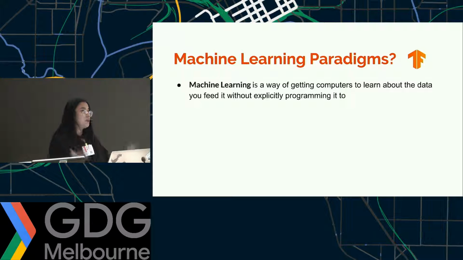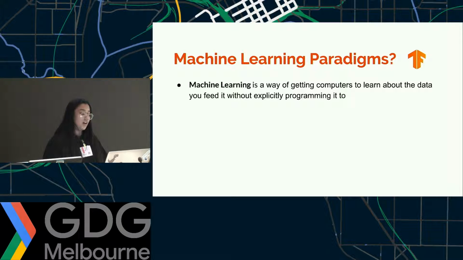And most of you probably know what machine learning is. It's essentially just a way of trying to get computers to learn about data that you feed it without explicitly telling it what it is. So as an example, if you fed a computer 10,000 images of cats, at one point it would realize that, oh, okay, this is what a cat is.